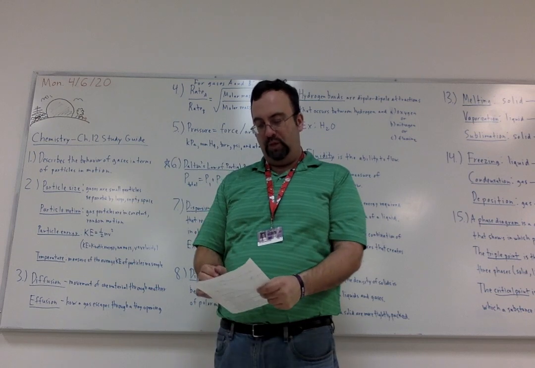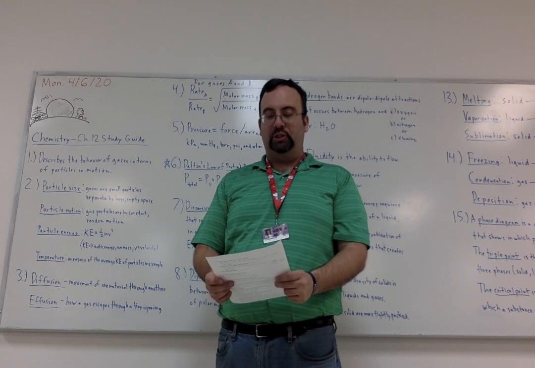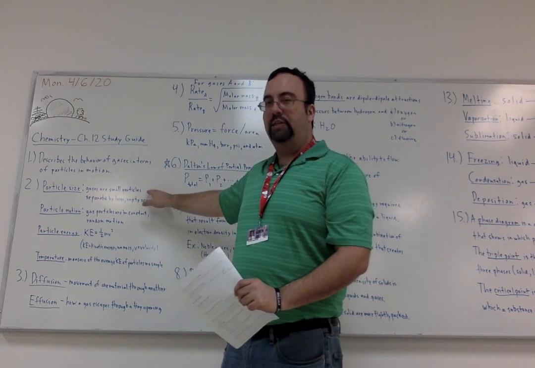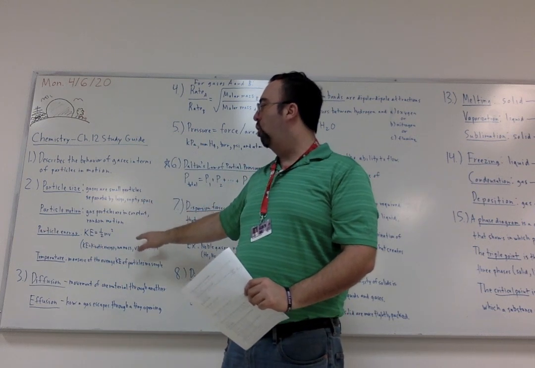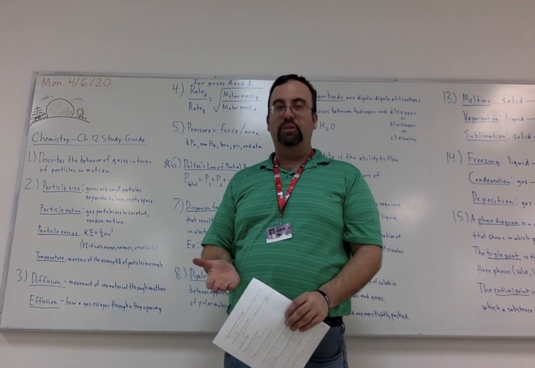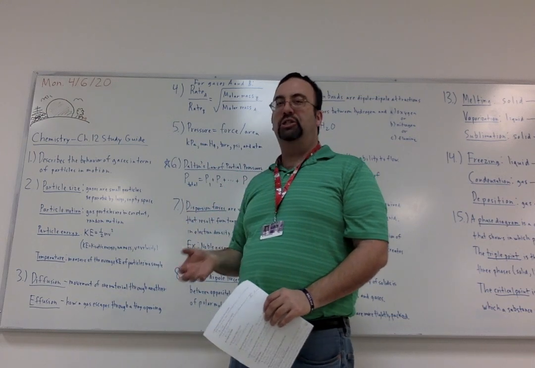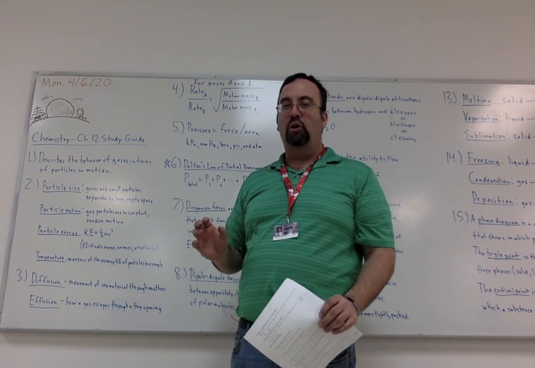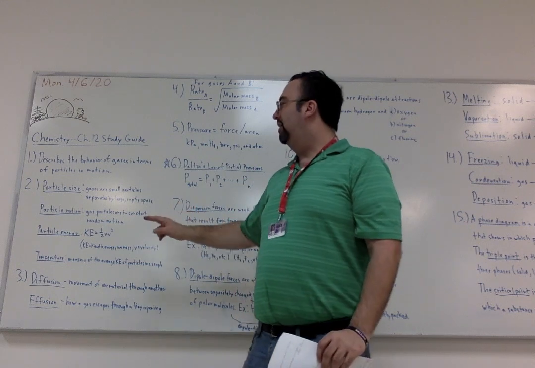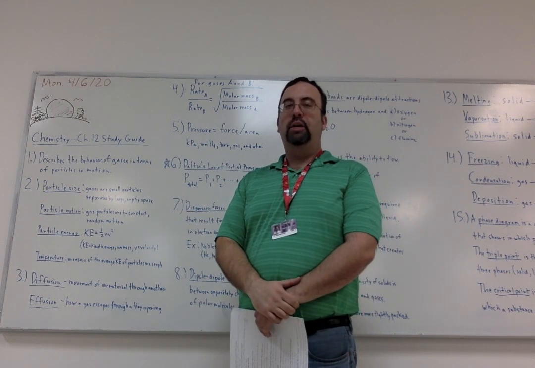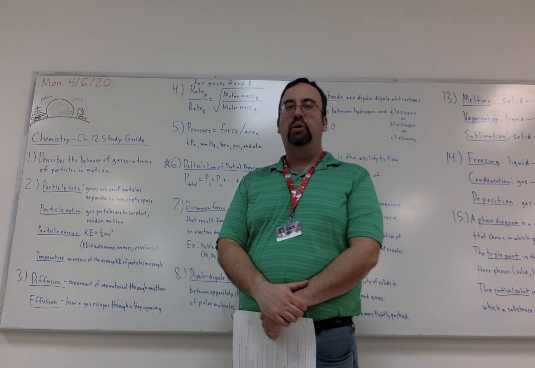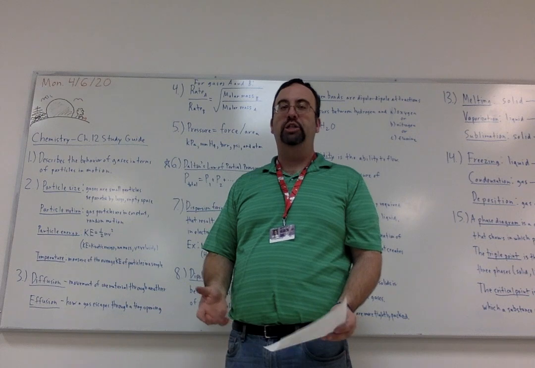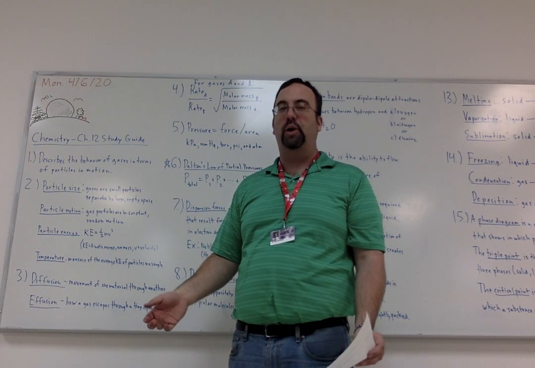Question number 2, what are the 3 characteristics that describe the behavior of gas and define them? We have particle size, particle motion, and particle energy. Beginning with particle size, we know that gases are small particles that are separated by large empty space. Second, particle motion. Gas particles are in a constant random motion, and when it deals with particle energy, we can use the equation KE equals 1/2 mv squared.